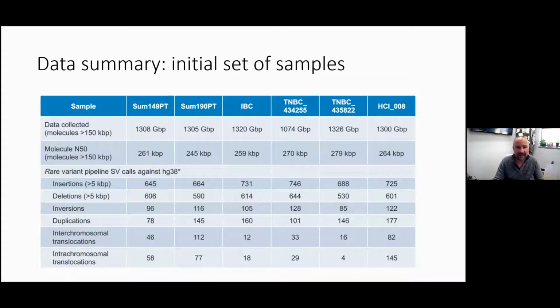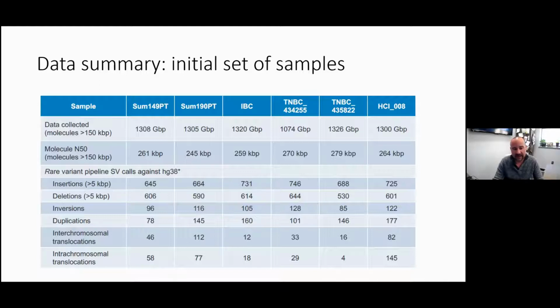This is just a data summary of the initial set of samples. I know you are familiar now with the technology from prior presentations. Our initial set that we ran on the Saphyr instrumentation or pipeline included 2 inflammatory breast cancer cell lines, SUM149 and SUM190T, an actual clinical IBC sample, 2 comparator triple negative breast cancer primary breast cancers, and then an inflammatory breast cancer patient-derived xenograft model.